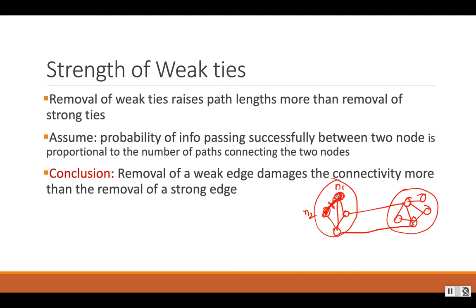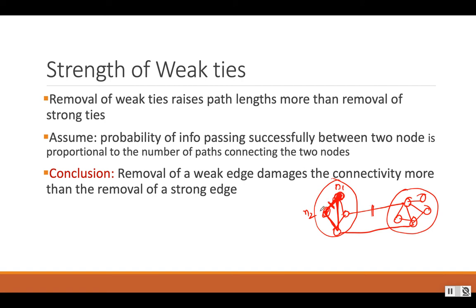If we delete the strong tie between n1 and n2, n1 and n2 are still going to be connected through other mutual friends. So in this example, if we remove this edge, the path between n1 and n2 will become 2 instead of directly 1.